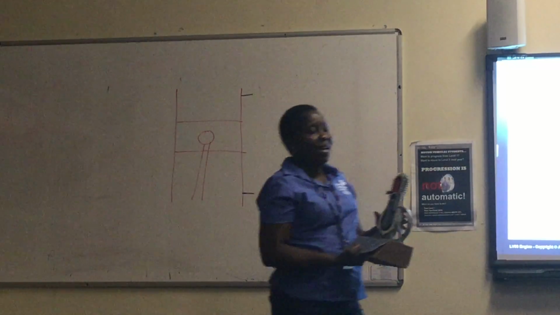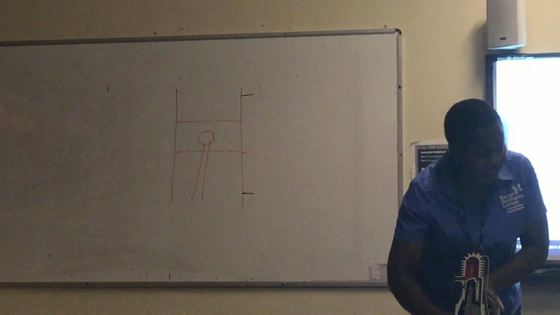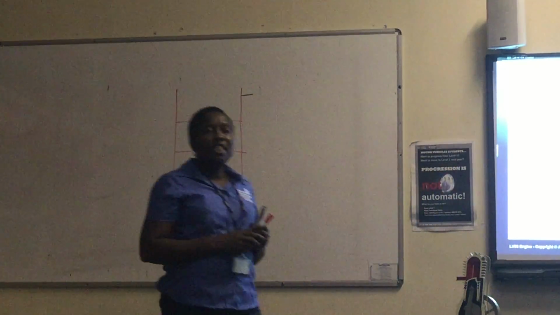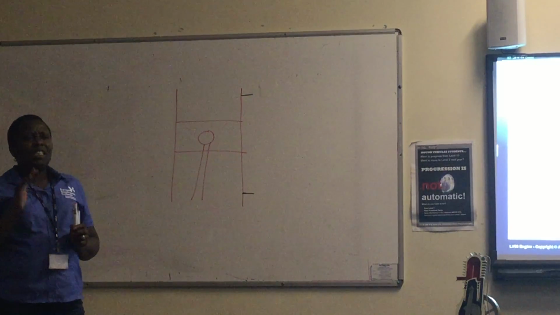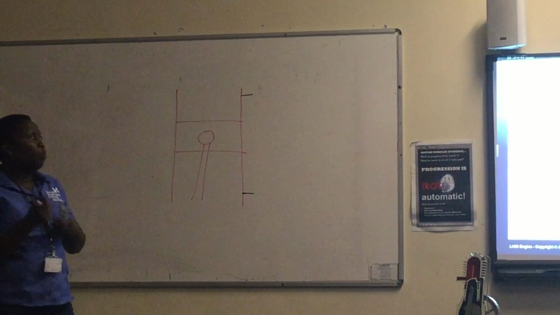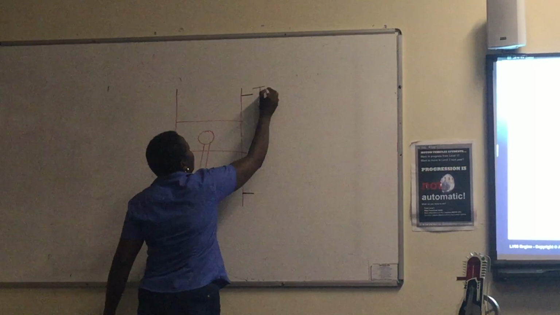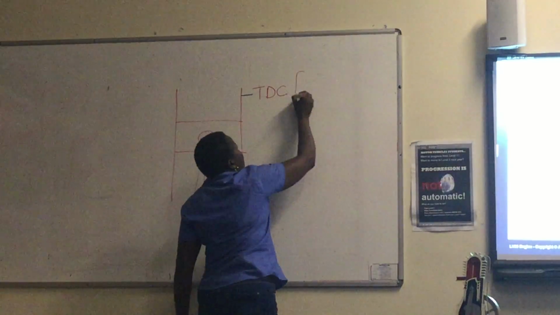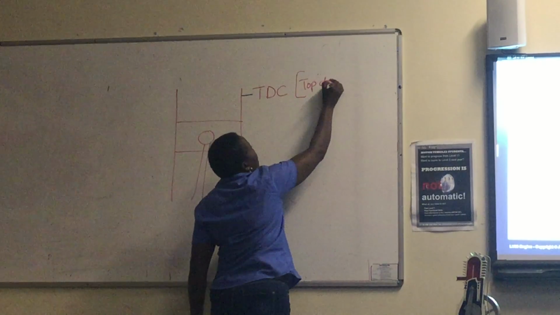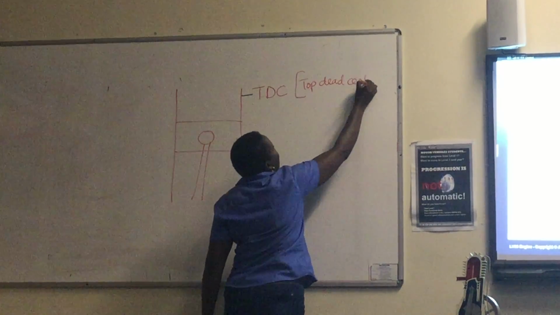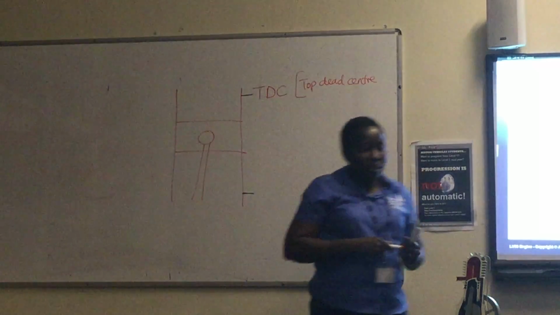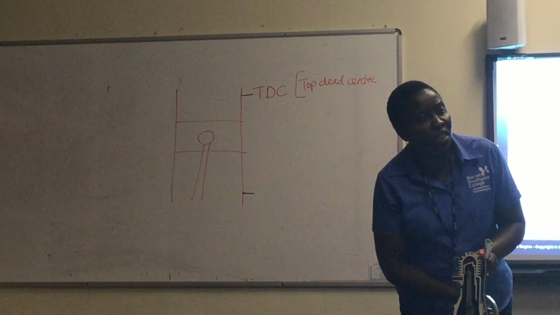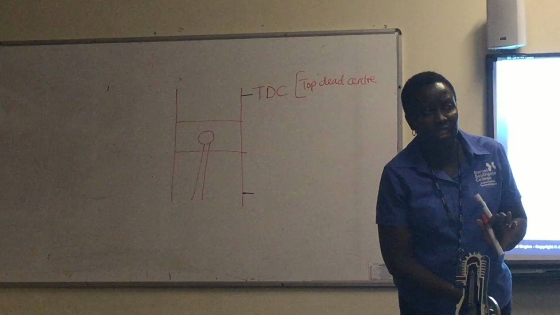Are we clear then? Right, so you find as the piston moves up and down inside the cylinder, it will reach a highest point, which is known as TDC. TDC stands for top dead center. So you see, the piston will reach a highest point, and that point we call TDC.